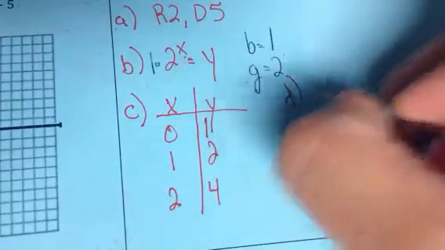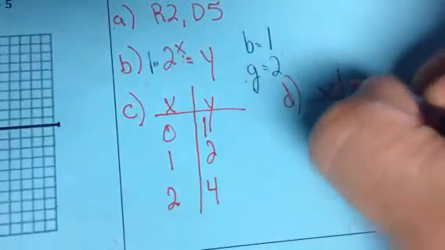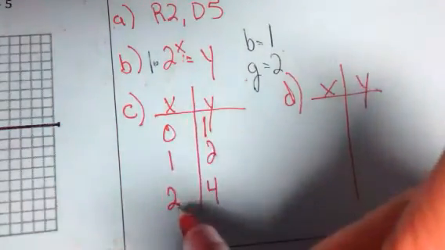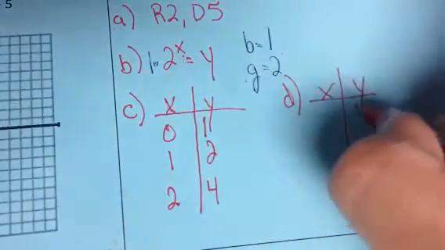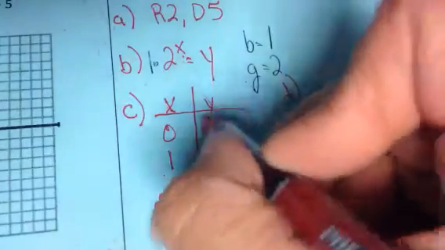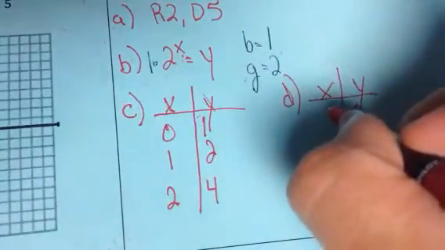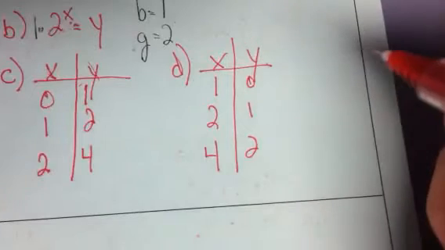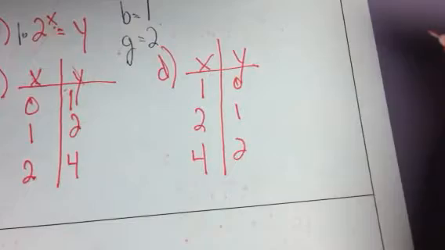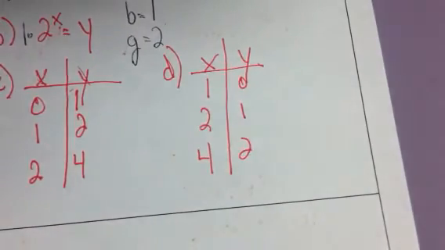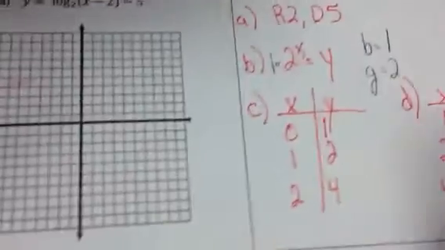So the chart for the logs is the inverse. So these become the y's, and these become the x's. So essentially this is y, and this is x. X and y just switch spots. So that's D. Whoops, and I just realized I made some, okay, no, sorry, E. We're going to graph our new table. So 1, 0, 2, 1, and 4, 2.